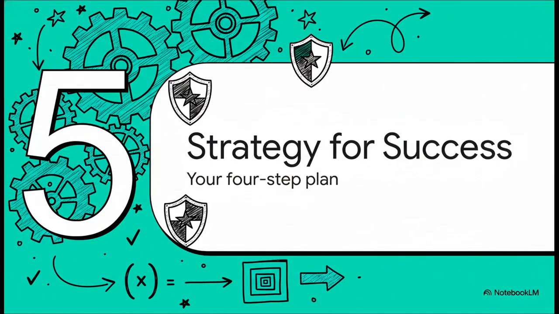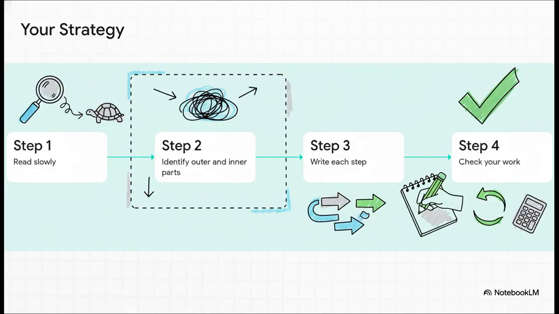Okay, so let's put this all together into a bulletproof strategy, a little plan you can use for any problem every single time to feel totally confident and in control. Here it is, 4 simple things. First, just slow down and actually read the problem. Second, consciously identify your outer box and your inner contents. Third, and this is crucial, physically write down each of the 3 steps as you do them. And finally, take a second to check your work. This methodical approach, that's your key to mastery.